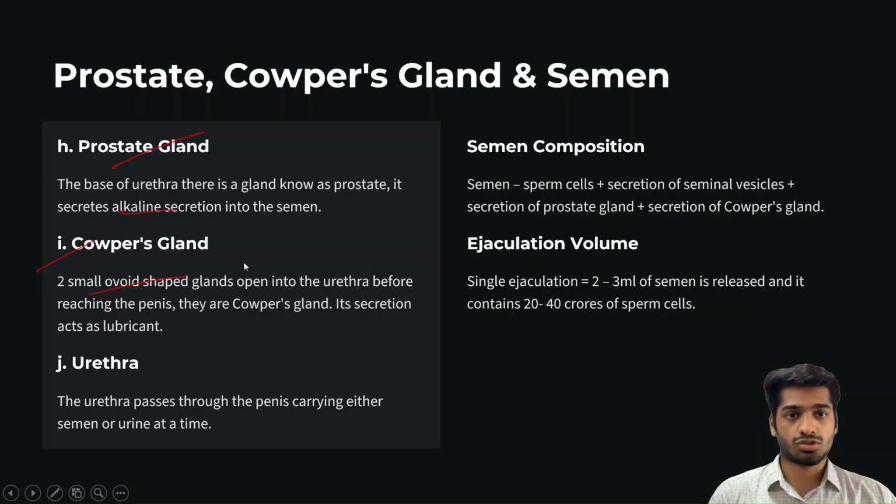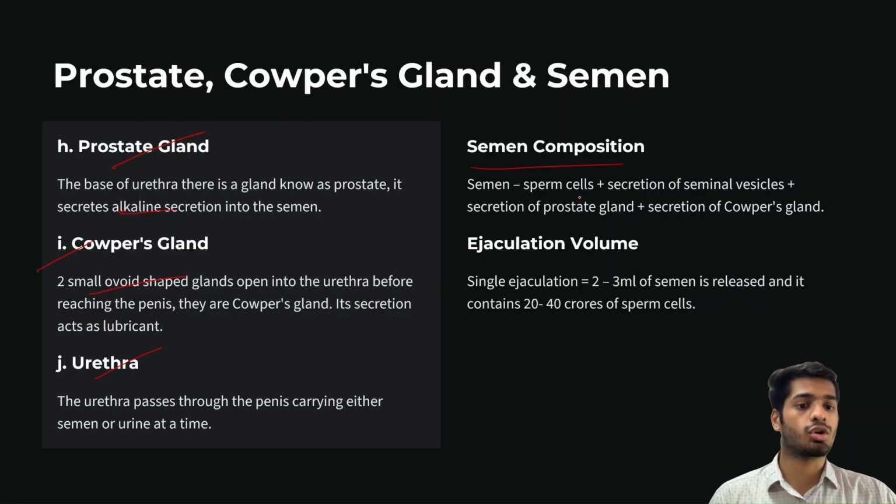Its function is to secrete lubricant, and a similar type of organ we have seen in the female, that was Bartholin's gland. After that, the urethra is nothing but a long tube-like structure which is going to carry the urine and the semen, but one at a time. And we all know what is semen.